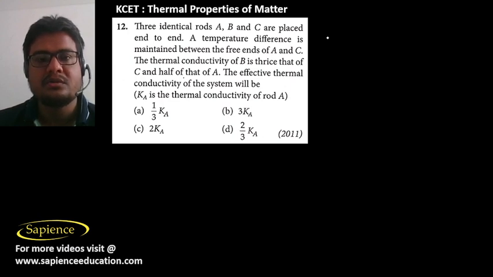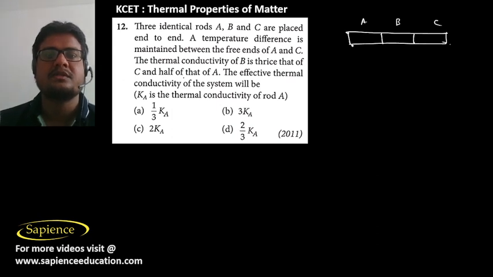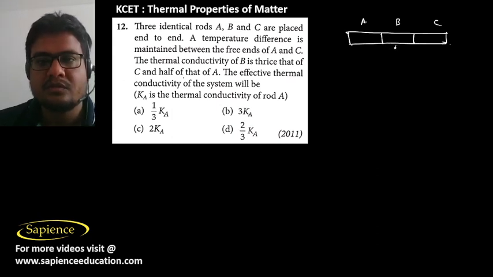Three identical rods A, B and C are placed end to end. A temperature difference is maintained between the free ends A and C. The thermal conductivity of B is thrice that of C.